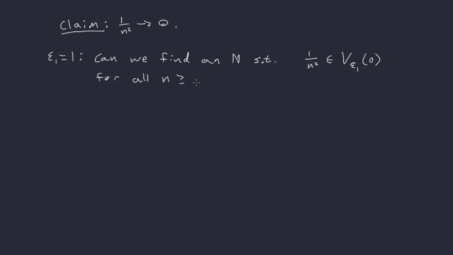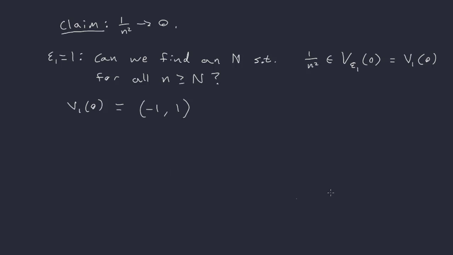All right, so here is the claim that this sequence 1 over n squared converges to 0. So I'm going to start by letting epsilon equal 1. So here's the question. Can we find an N such that 1 over n squared is in the epsilon neighborhood around 0 for all n greater than or equal to this capital N? Well, this epsilon neighborhood, our epsilon is 1. So V_1(0) is going to be the open set from -1 to 1.